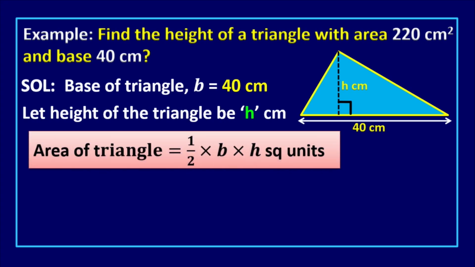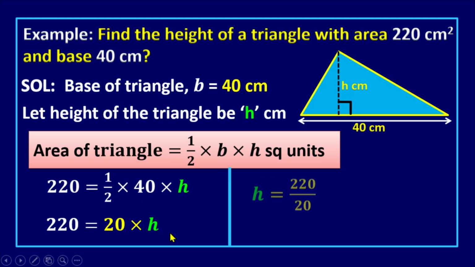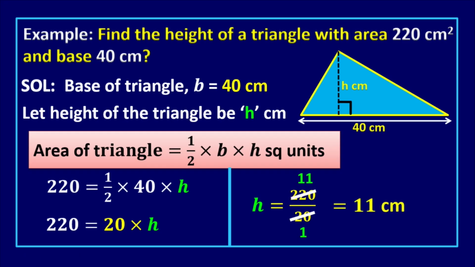So area of triangle is half into base into height. Now let us substitute all these values. So area is 220 equal to half into base, which is 40, into h. Now on simplification I get 220 equal to 20 into h, since 2 goes in 40 20 times, right, children? So what is the value of h now? 220 divided by 20. Simplify using common factor. So 20 goes in 20 one time, whereas in 220 it goes 11 times. Therefore h is 11 centimeters.